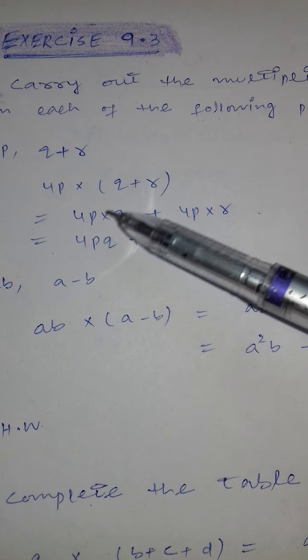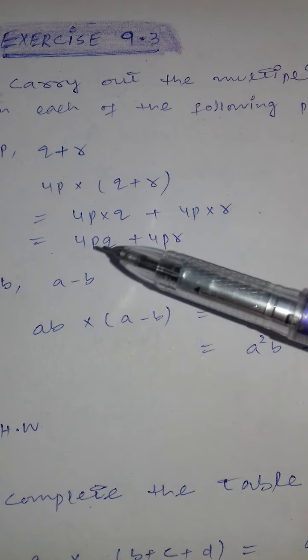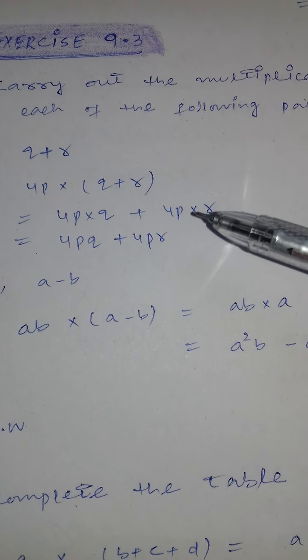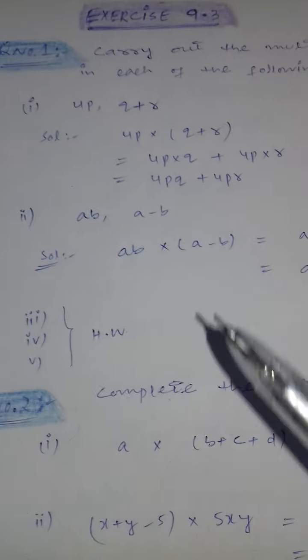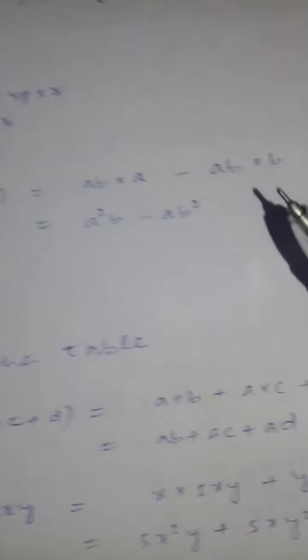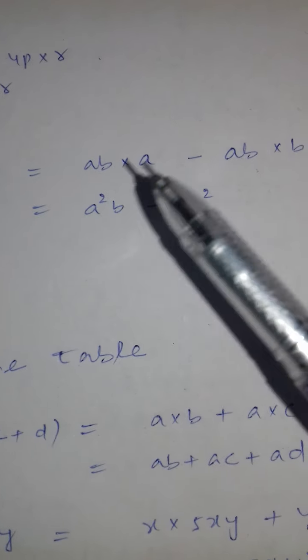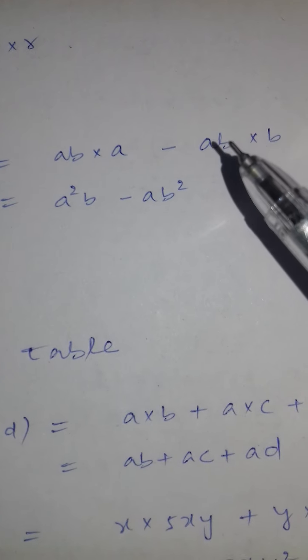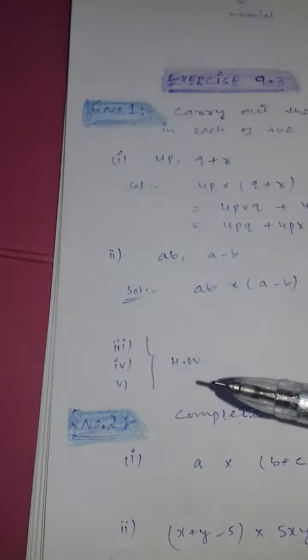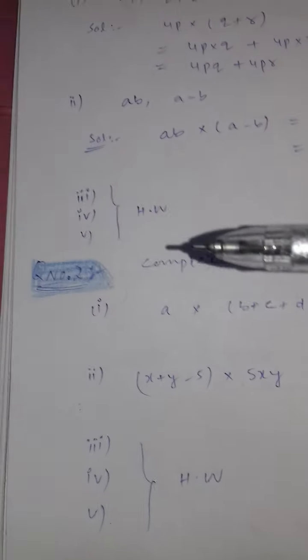Now 4p into q means pq. At a time we can write it, no need to write down this simple multiplication, plus 4p into r means 4pr. Then ab into a minus b: ab into a, minus ab into b. So ab into a means a square b, minus ab into b, that is a b square. The rest of the parts are homework, please try to do them.